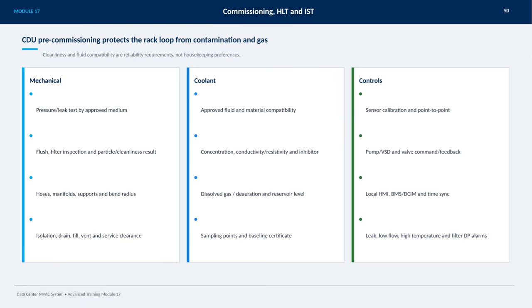Control systems are equally important, with sensor calibration and point-to-point checks ensuring accurate readings. Pump, variable speed drive, and valve commands and feedback are verified. Local human-machine interfaces, building management systems, or data center infrastructure management systems are integrated and time-synchronized. Finally, alarm settings for leaks, low flow, high temperature, and filter differential pressure are configured to promptly detect issues. All these steps work together to maintain system reliability and prevent contamination that could seriously impact data center operations.